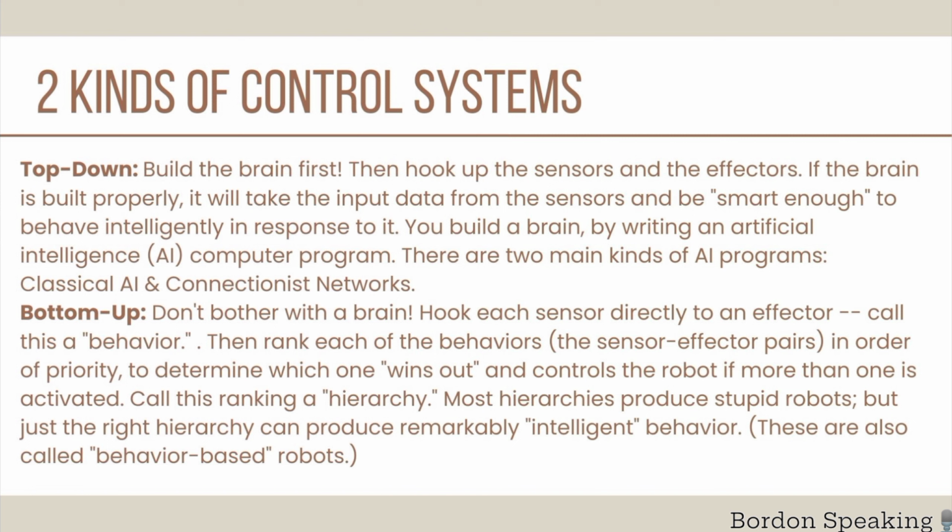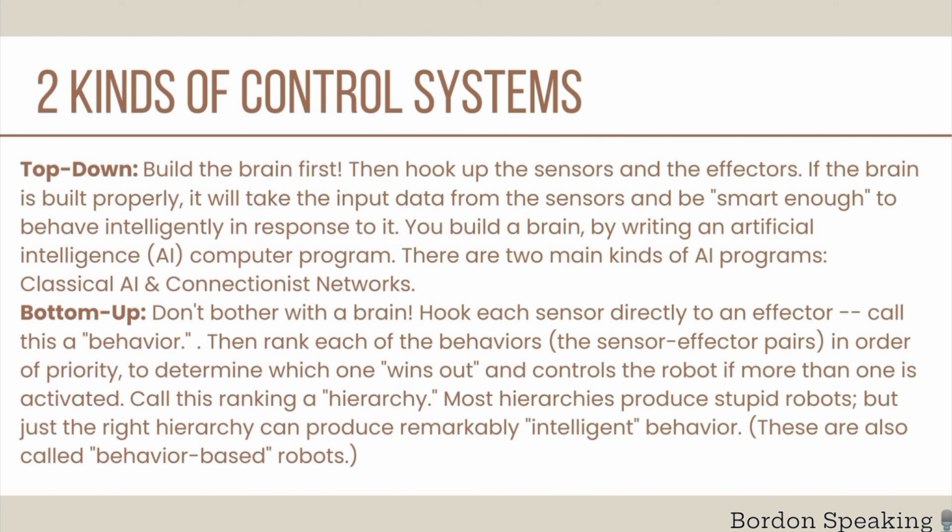So there are two kinds of control systems. First is the top-down approach: build the brain first, then hook up the sensors and the effectors. If the brain is built properly, it will take the input data from sensors and be smart enough to behave intelligently in response to it. You build a brain by writing an artificial intelligence computer program. There are two main kinds of AI programs, the classical AI and the connectionist networks.